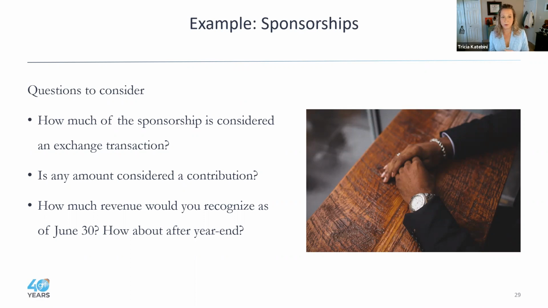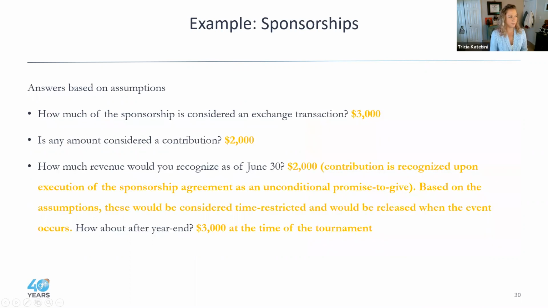So what portion of that then is the contribution? And then how much would you recognize, and when would you recognize the revenue? That's really what these new revenue recognition standards are all about. At what point in time have you actually earned the revenue, or can you recognize the revenue? So going through this particular example, just to answer the questions that we've considered.